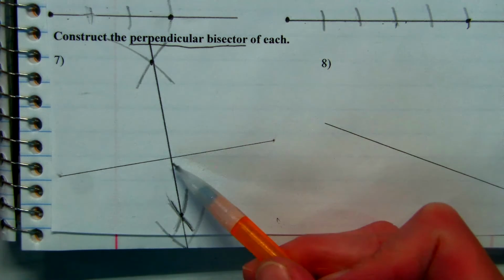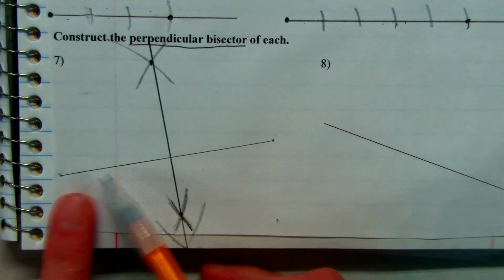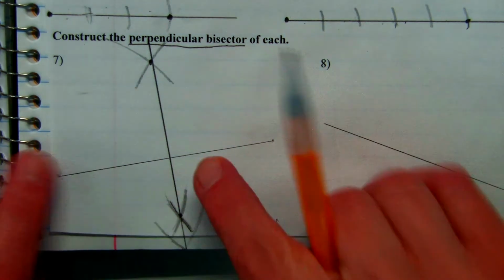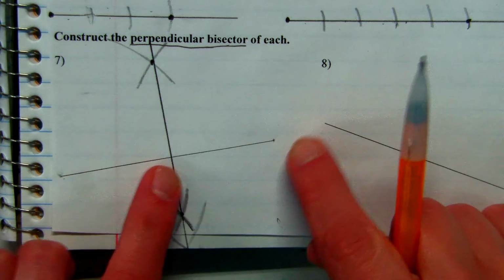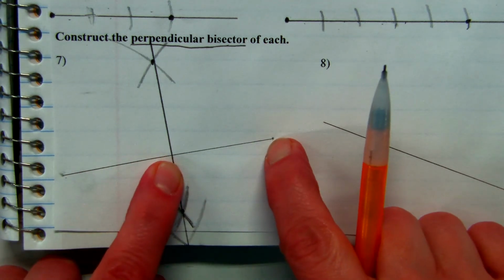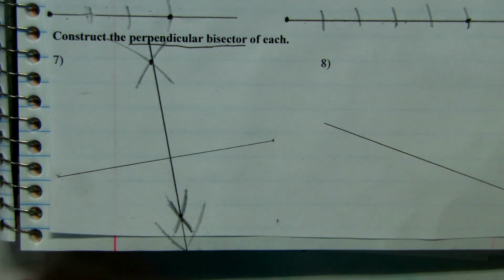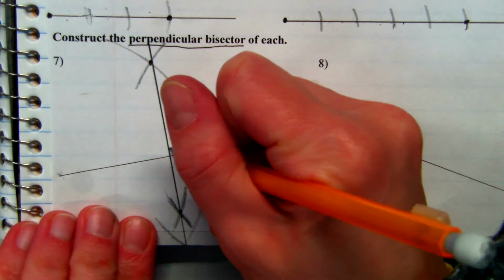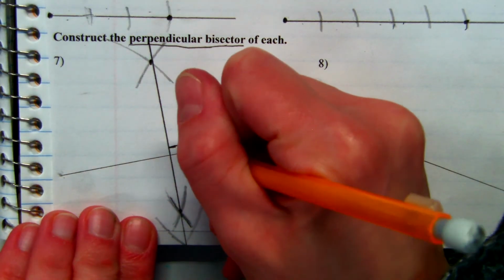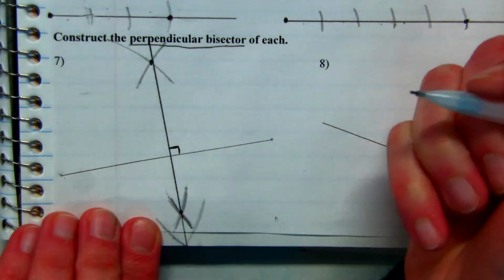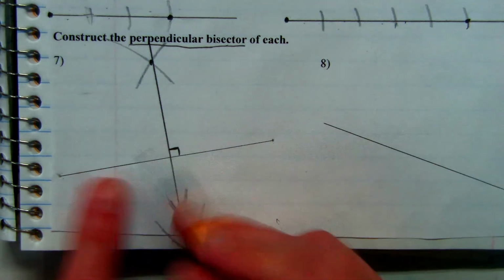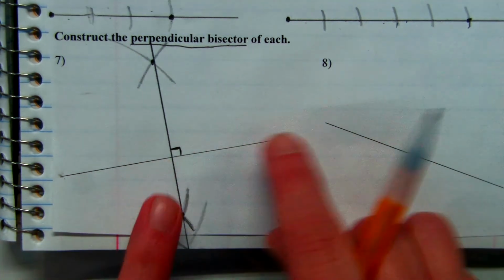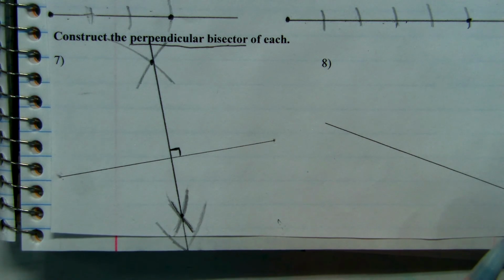And so this point right here, it should look like it's dividing this segment in half. This piece should look the same as this piece. If it doesn't look the same, then you didn't do it right. So when it talks about perpendicular bisector, this should also look like a right angle. If it doesn't look like a right angle, then something went wrong. It should look like a right angle, and it should look like it's dividing this segment in half.